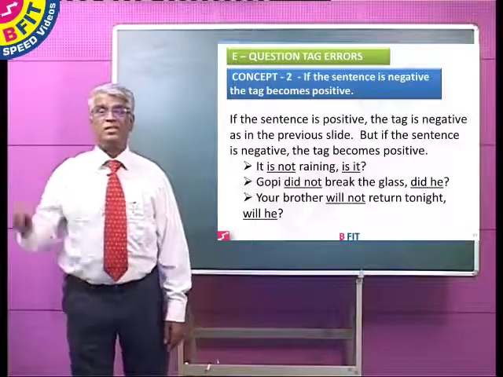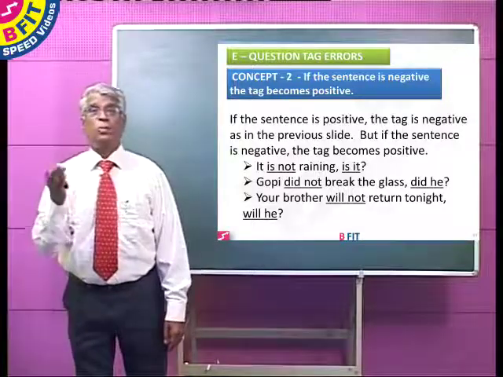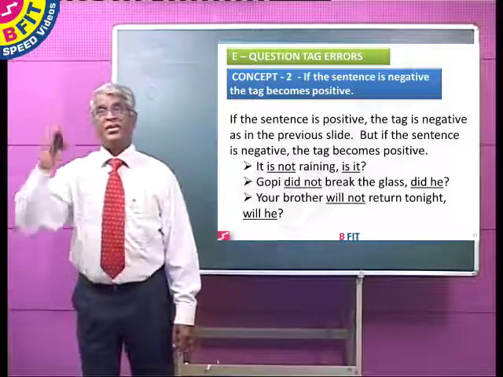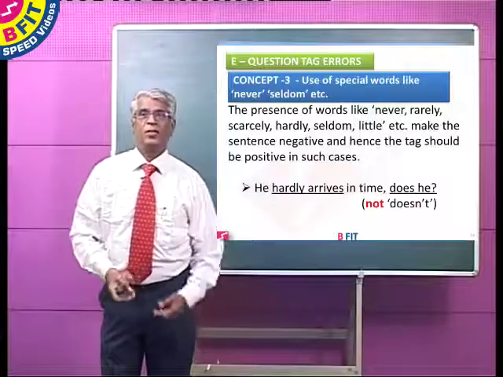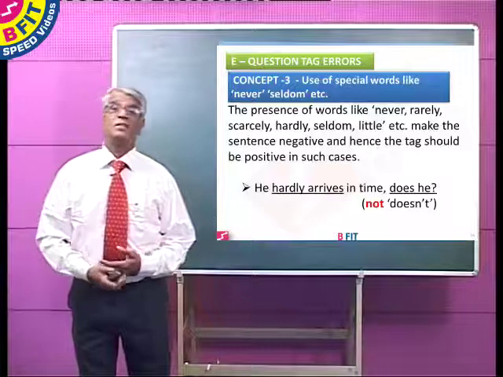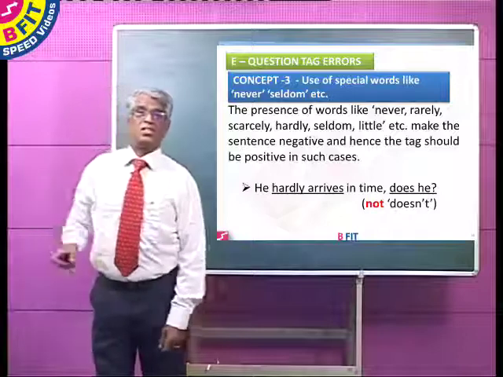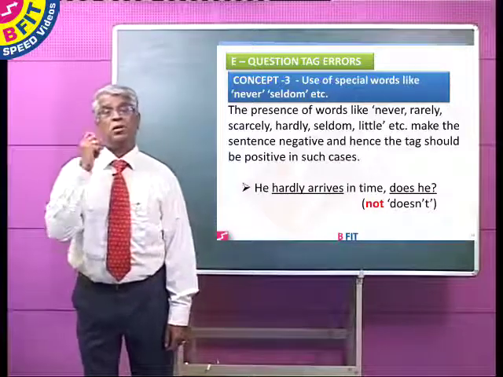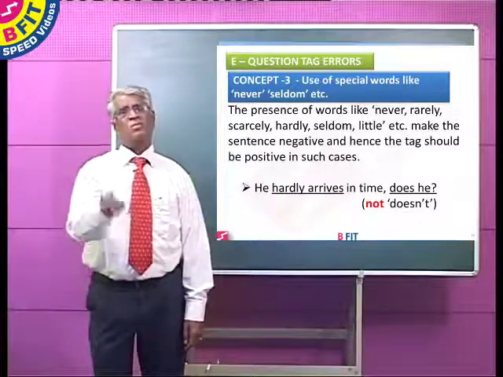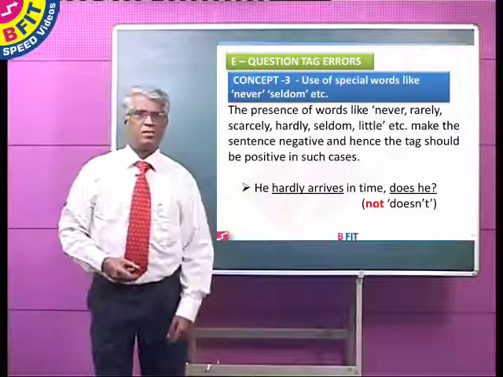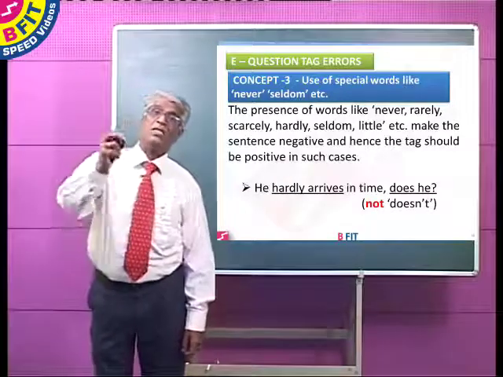Gopi did not break the glass, did he? Gopi broke the glass, didn't he? Gopi did not break the glass, did he? Your brother will not return tonight, will he? Now, if the sentence is negative, the tag should be positive. This is what we saw. But in all these sentences, we identified a negative sentence by the word not. How do you know it is a negative sentence? You will say, obviously, sir, the word not is there. Normally, you identify a negative sentence by the presence of the word not.